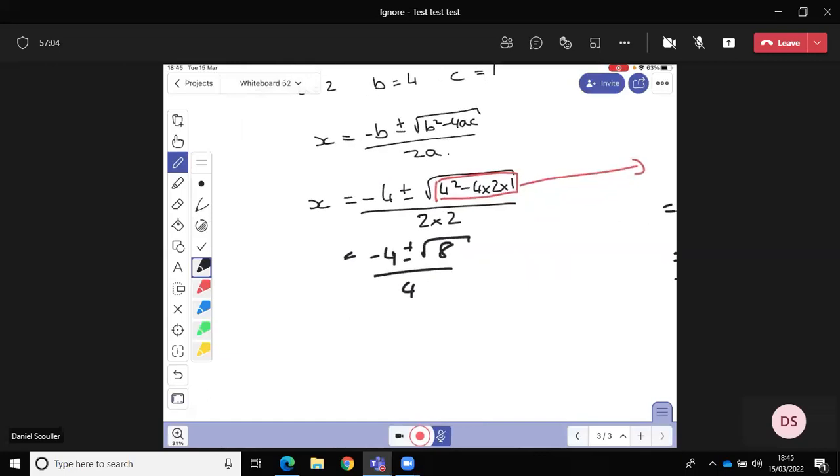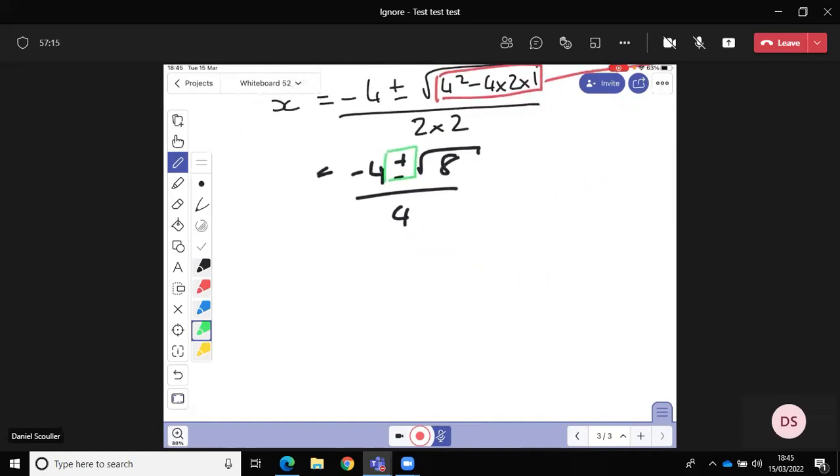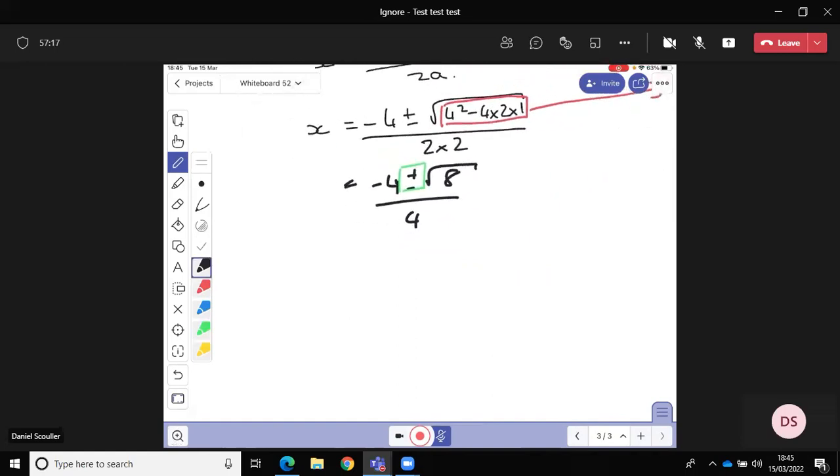So at this stage, we've still got this positive and negative thing. Okay, so we need to separate that, we need to break that up. So that gives us our two terms. That means x is equal to negative 4 plus root 8 over 4. That also means that x is equal to negative 4 minus root 8 over 4.